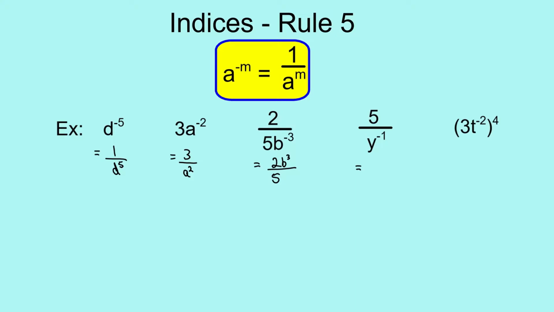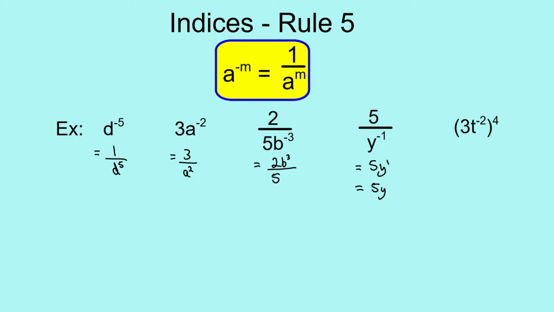Same idea here. Once we do this move here, though, we're not going to have anything left on the bottom line. We're going to have a 1, but we don't leave it divided by 1. So keep the 5 where it is, bring the y to the minus 1 up to the top. That would just become 5 y to the power 1, or 5y.